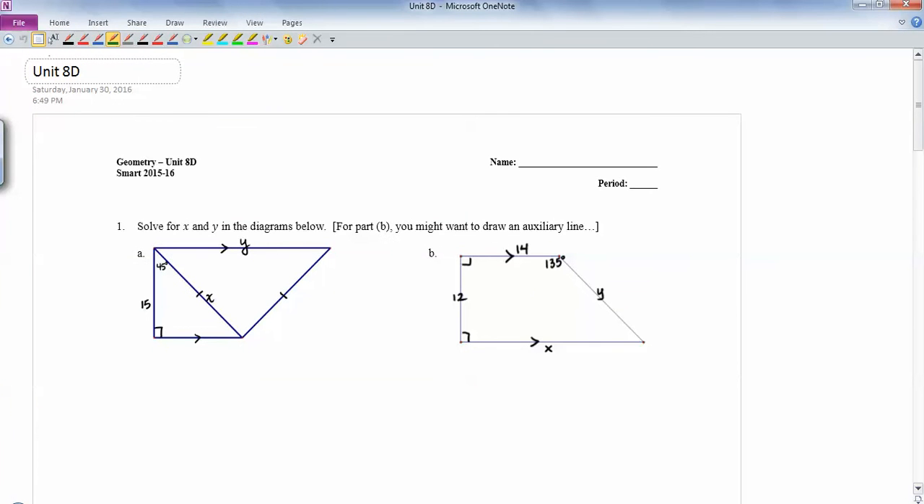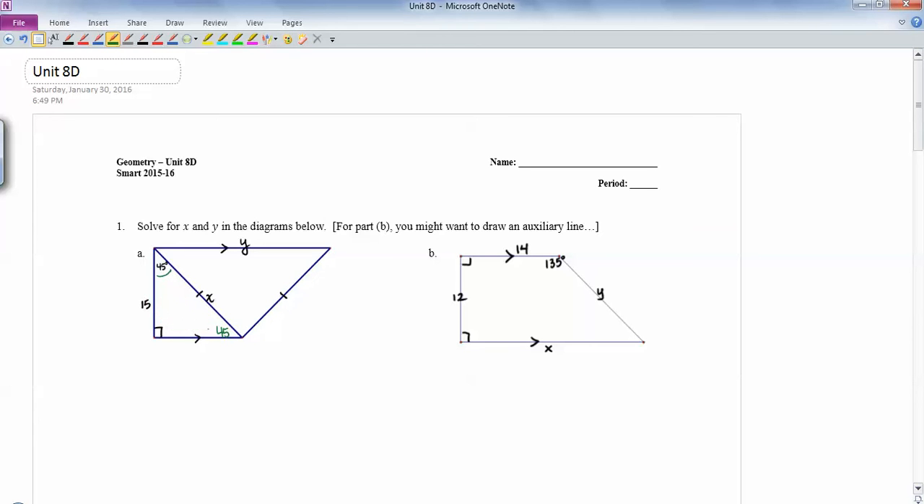Okay, so this is the 8D handout. Let's take a look at what we got here. In the first one, we've got a triangle to start with. It's got a 15 on this side and an angle of 45 and an angle of 90. So if you solve for the missing angle, it ends up being 45 degrees. So really what we got right here is a 45, 45, 90 triangle.